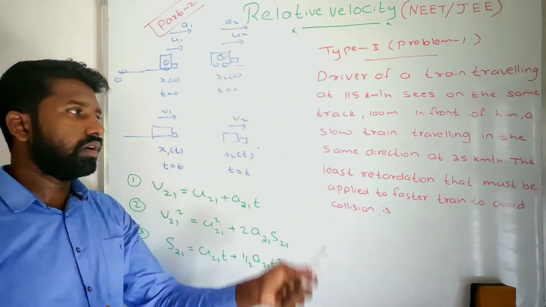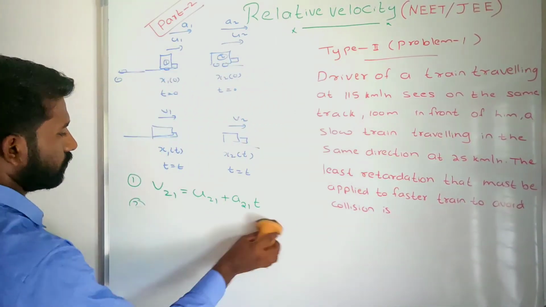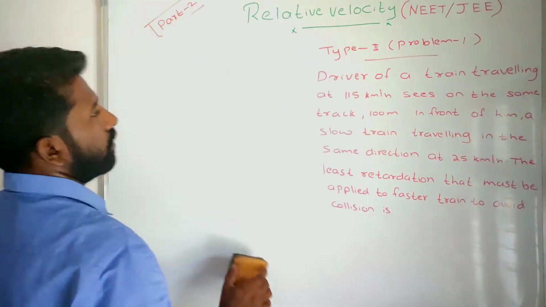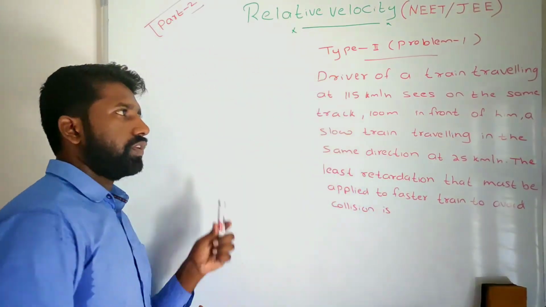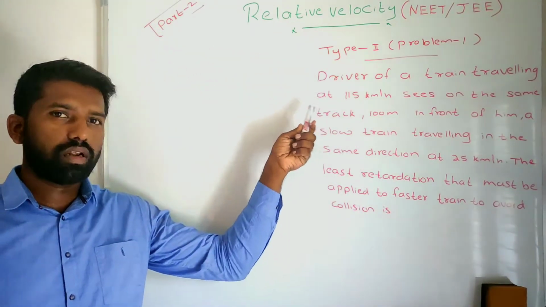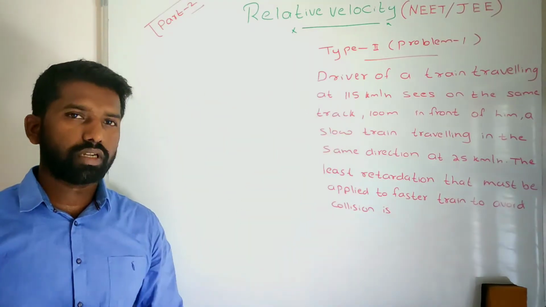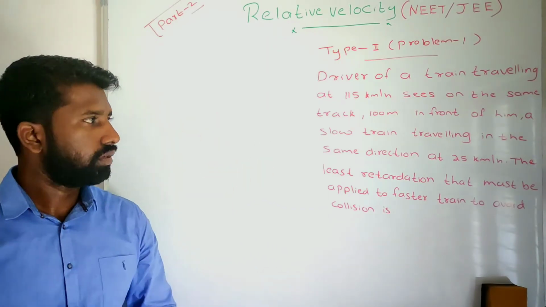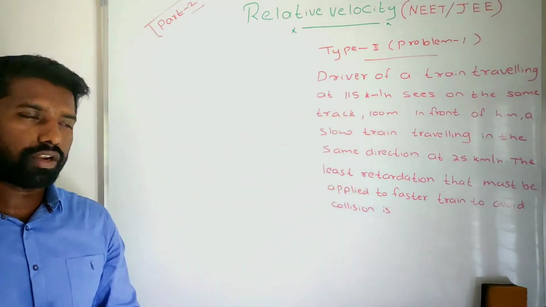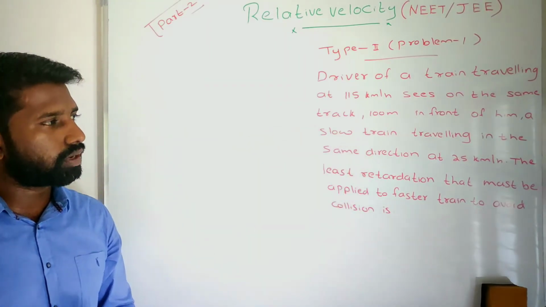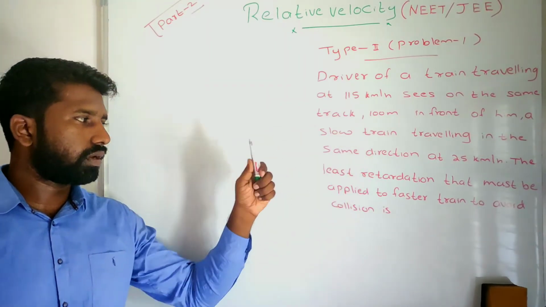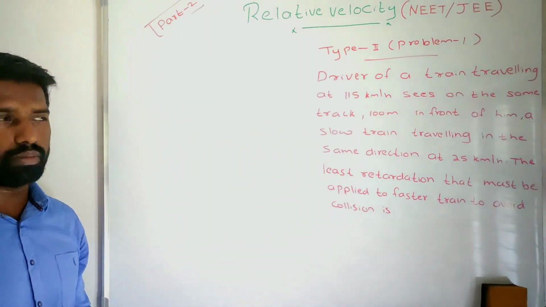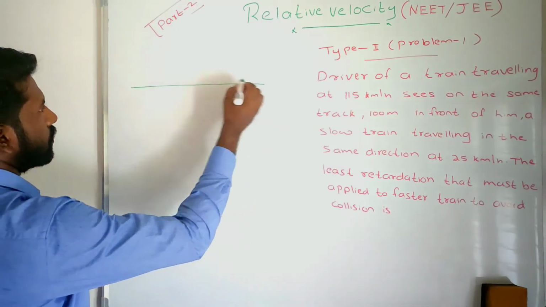Okay, we will do problem 1. A driver of a train traveling at 150 km per hour sees on the track 100 meter in front of him a slow train traveling in the same direction at 25 km per hour. The least retardation that must be applied to the faster train to avoid the collision is... That means this is the diagram you can draw.